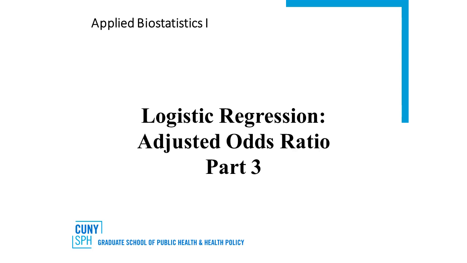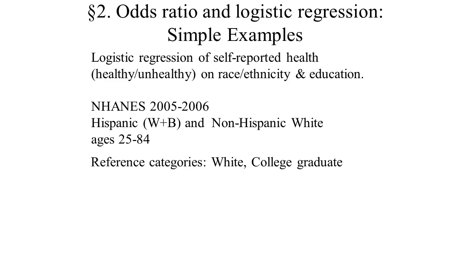This is part 3 of the lecture on adjusted odds ratio. In this section, we will study 3 very simple examples of logistic regression analysis: models with no independent variable, only one independent variable, and 2 independent variables. For each case, we compare the logistic regression results with a corresponding contingency table. The data are drawn from NHANES.